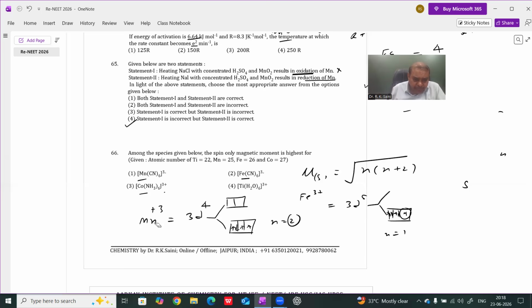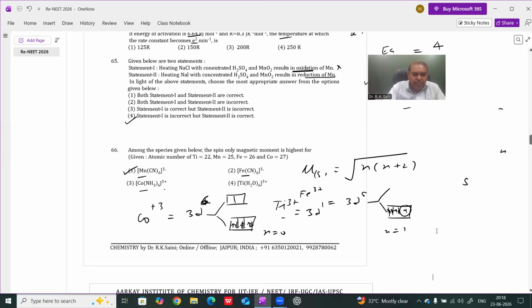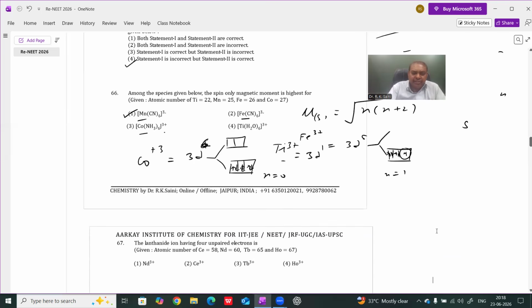Cobalt plus 3 and 3d6 electrons, and as all electrons are paired in t2g, therefore no unpaired electron. In option 4, titanium, oxidation state of titanium is plus 3, therefore only one electron present in d orbital. Titanium plus 3, only one unpaired electron is there, and hence option first is correct. Spin magnetic moment depends upon the number of unpaired electrons. Highest number of unpaired electrons present in complex first, and these are the 2 electrons.